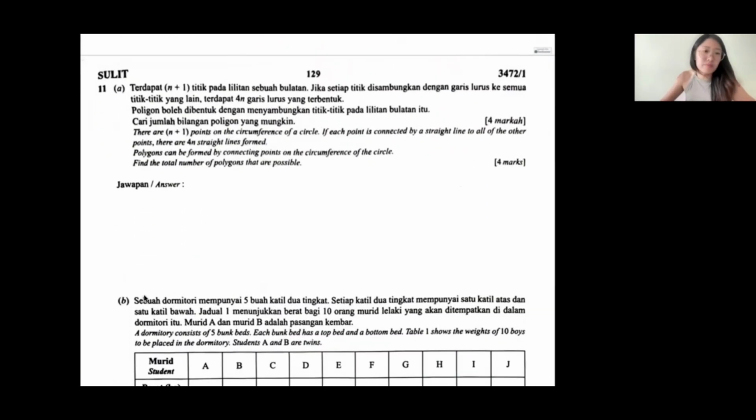Okay, 11. All right, 11a. Okay, there are n plus 1 points on the circumference of the circle. If each point is connected by a straight line to all the other points, there are 4n straight lines formed. Polygons can be formed connecting the points on the circumference of the circle. Find the total number of polygons that are possible.